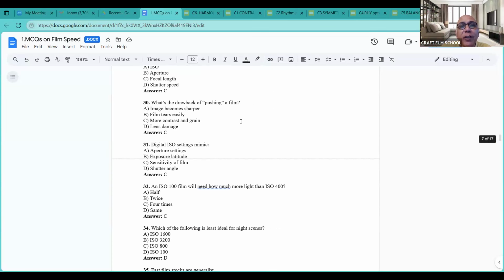What is the drawback of pushing a film? Because you have not done it, you may not be able to understand. But in general, this is the basic problem. Whenever you overdevelop a film, any kind of negative, whether black and white or color, two things happen: contrast and grain. The picture will become grainy as well as more contrasty.